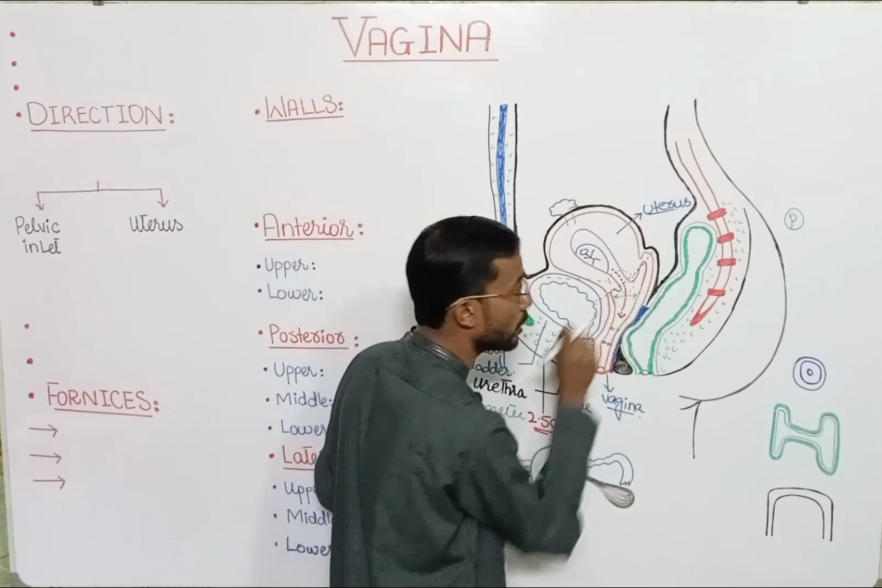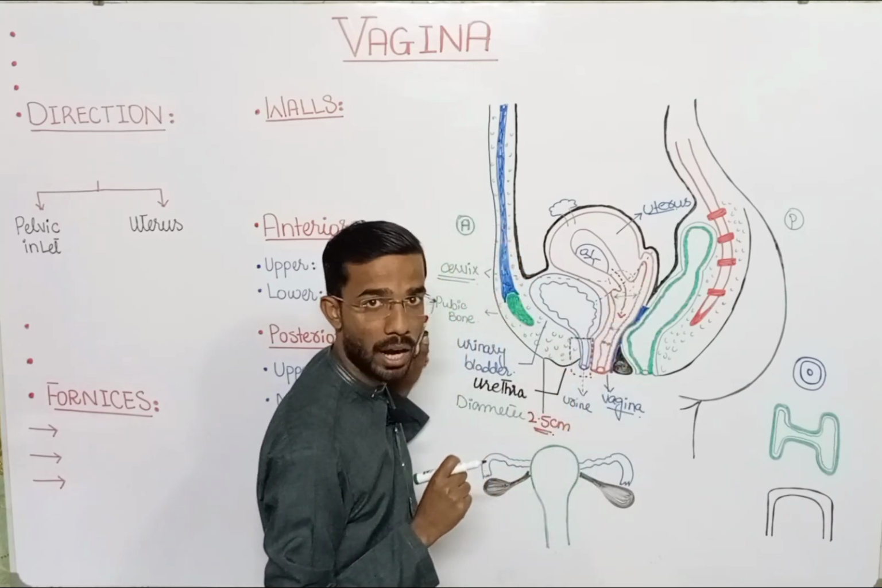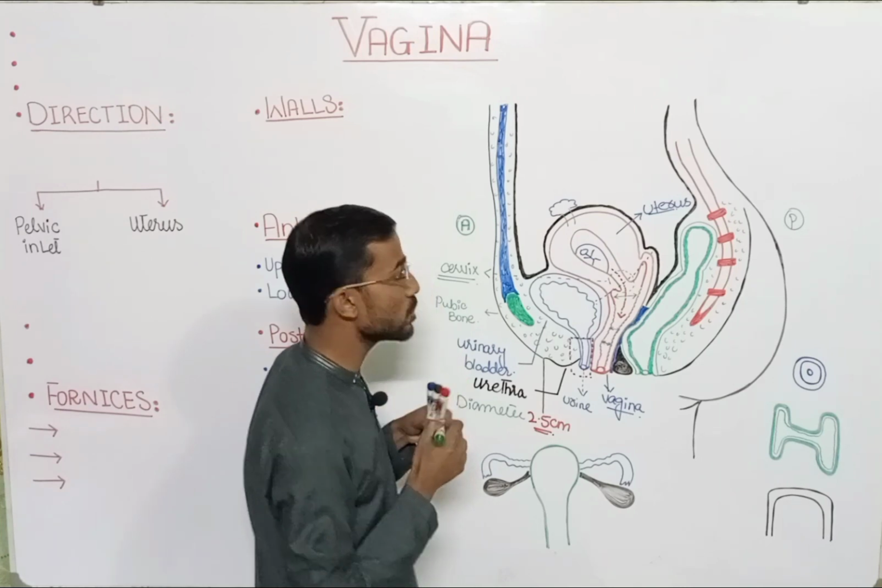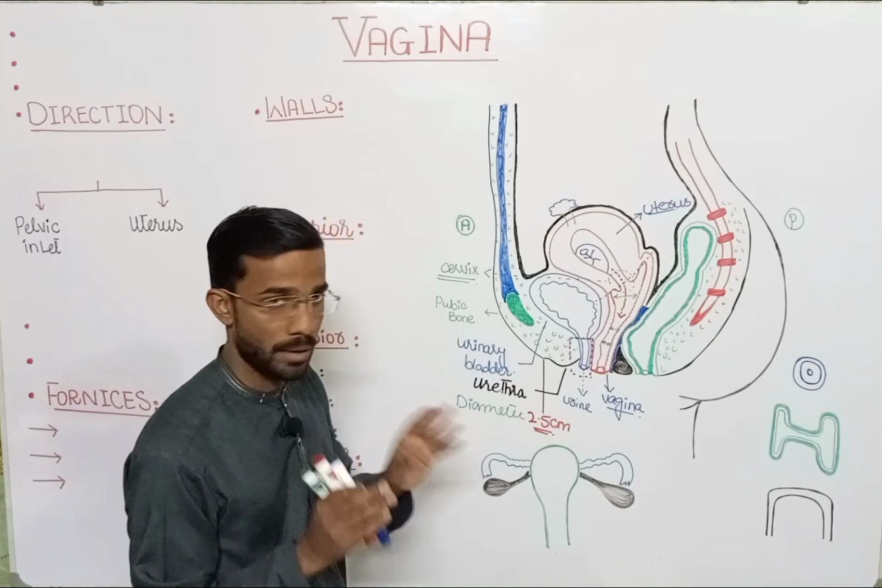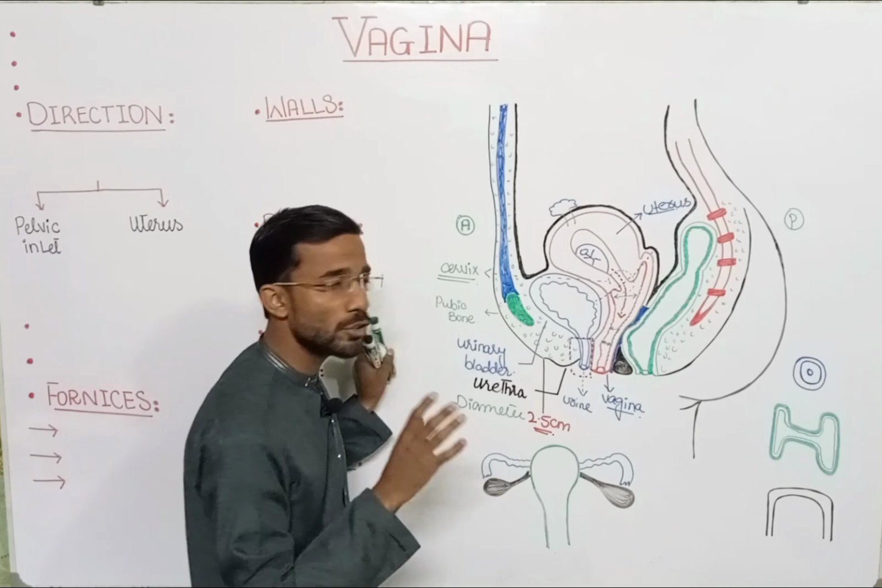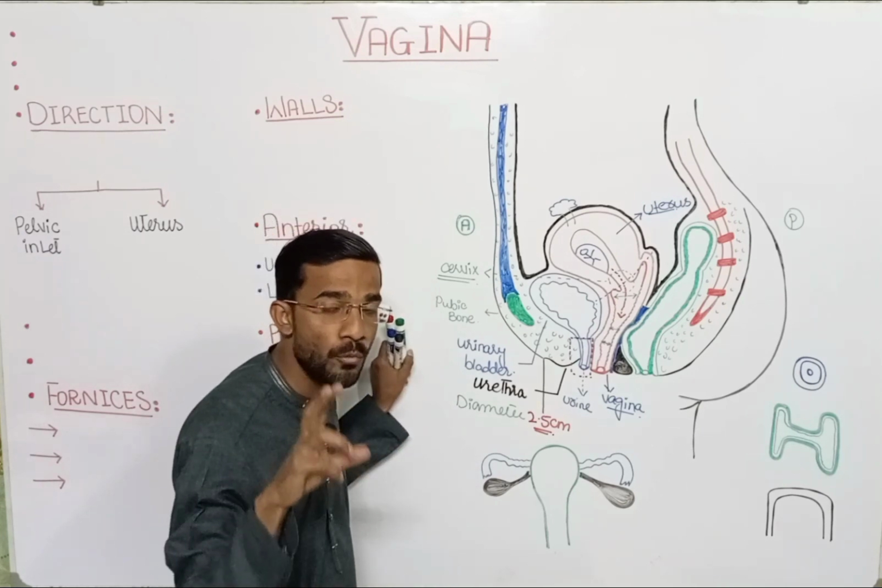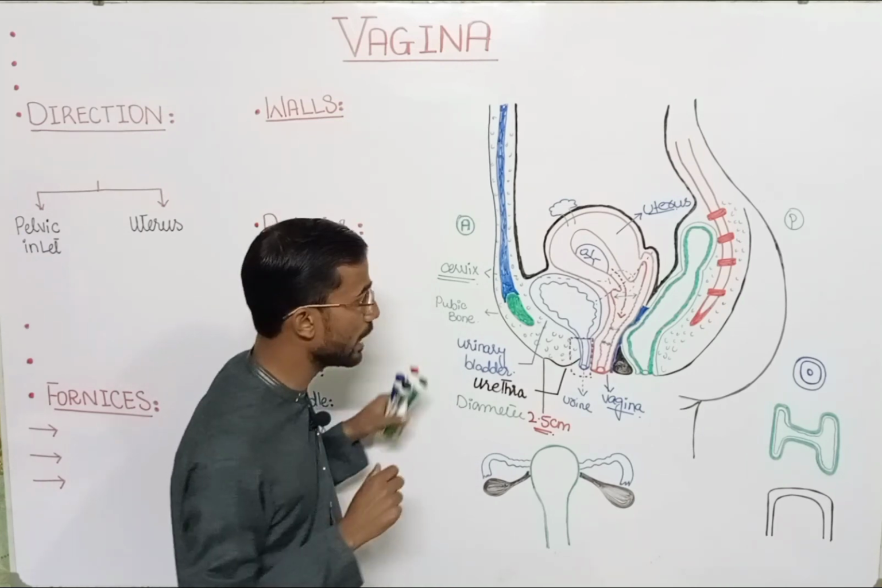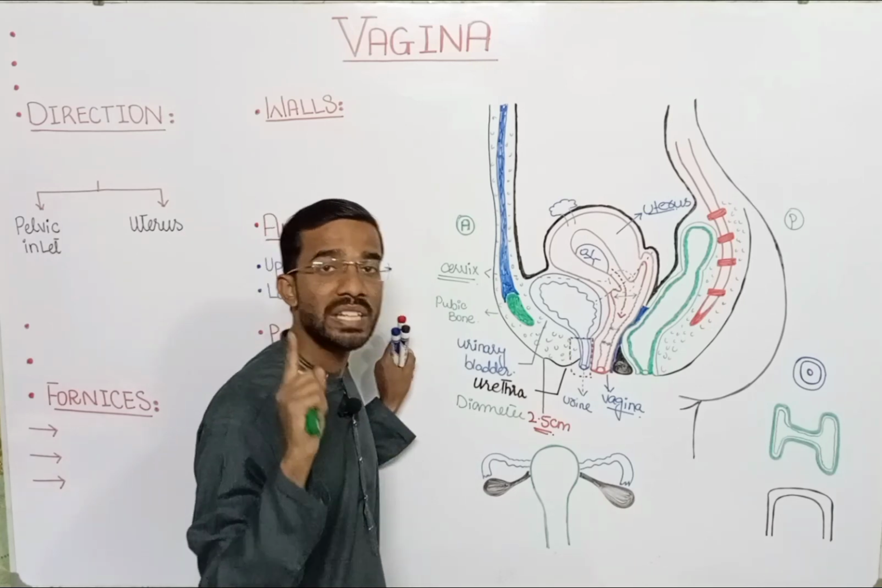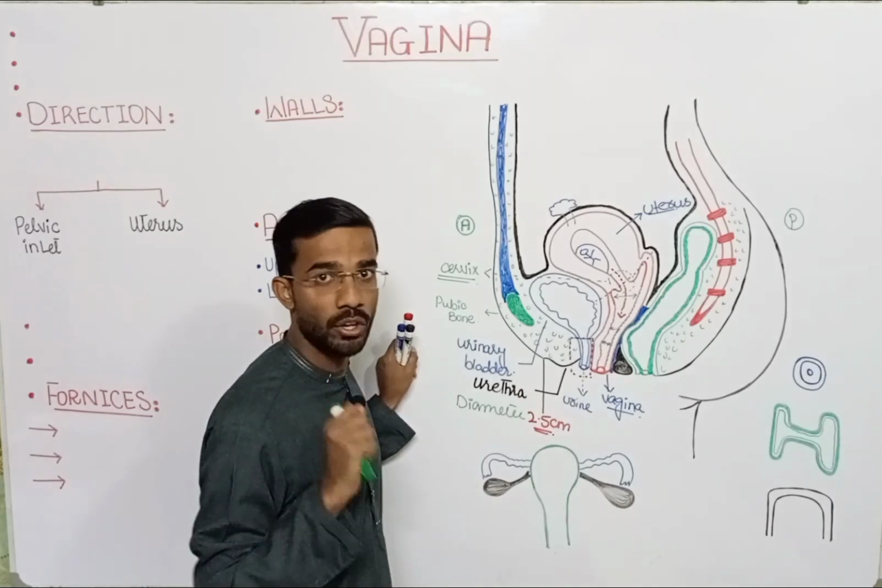But at the upside, you will see the diameter is large. So, in that situation, this is the basic diameter. And if we talk about the position, how the vagina is positioned in our body, it makes a 45 degree angle with the horizontal plane.